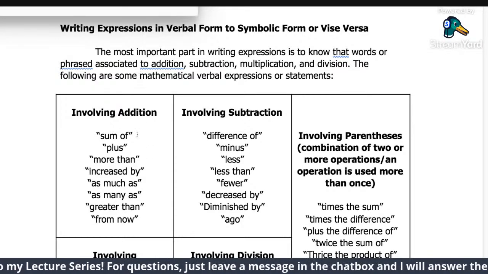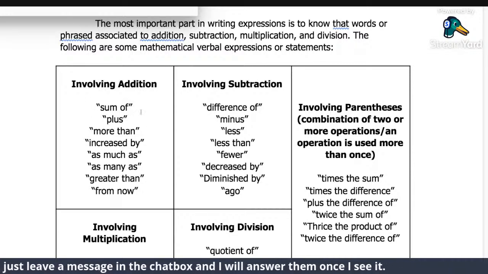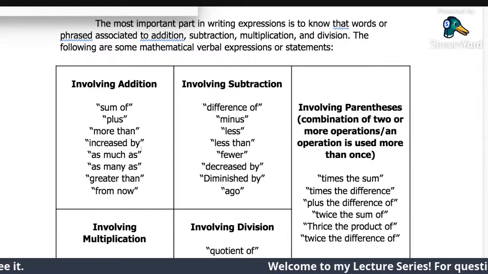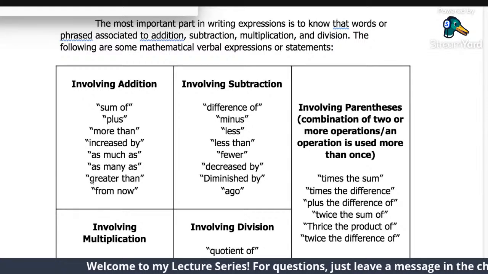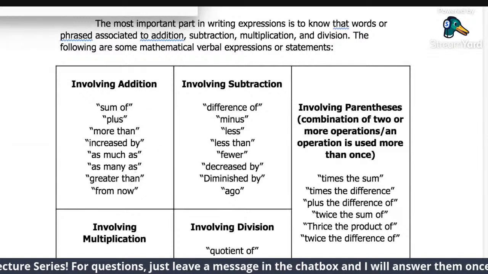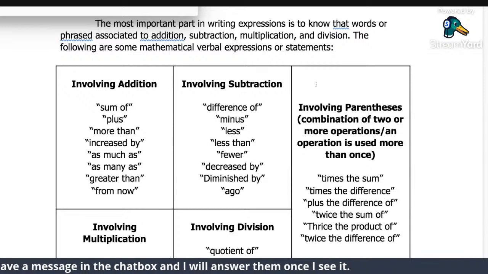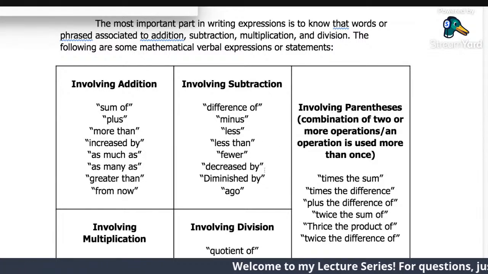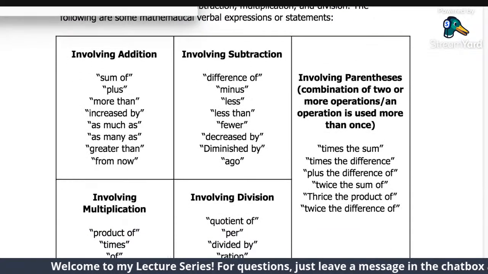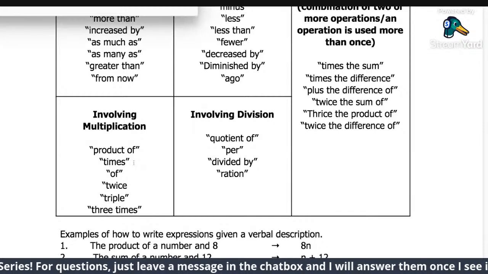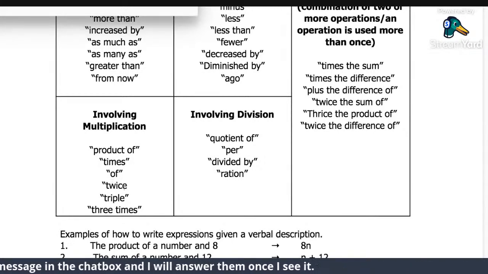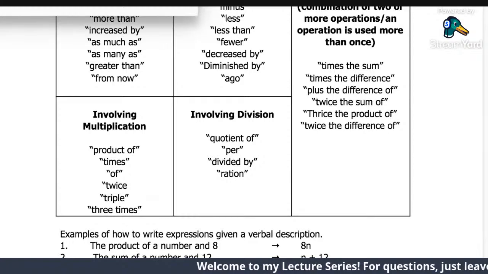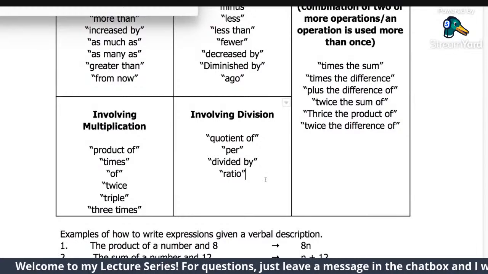For addition: the sum of, plus, more than, increase by, as many as, greater than, or from now. So from now means you're going to use the addition operation. For subtraction: difference of, minus, less than, fewer, decrease by, diminished by, ago. For multiplication: the product of, times, of, twice, triple, three times. Then for division: the quotient of, per, divided by, and the ratio, like the ratio of 2 and 3.